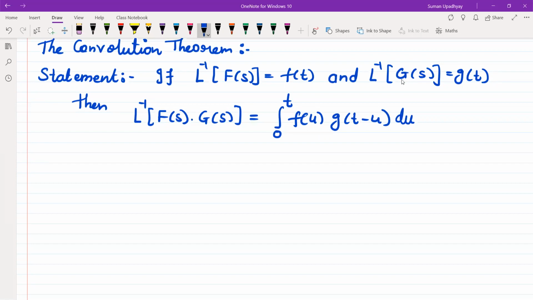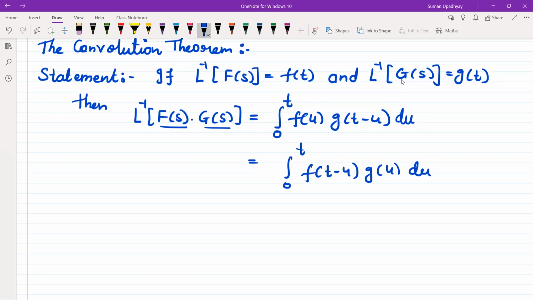Instead of writing f of u, you can write it this way also: integration from 0 to t of f of t minus u, and this we can take as g of u. So whichever is convenient to us, accordingly we take it as f of u and g of t minus u. Is this clear to everyone? So from the given question, first we make out what our F of s and G of s are. And that F of s and G of s should be such that you will be able to take their Laplace inverse.